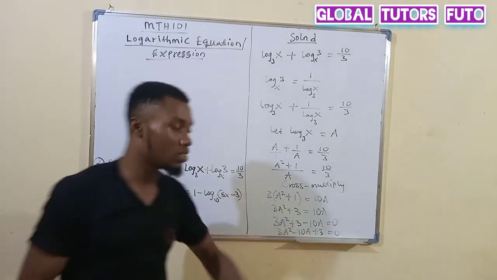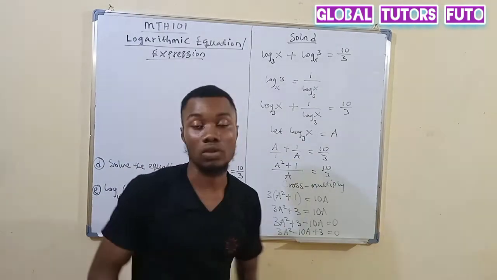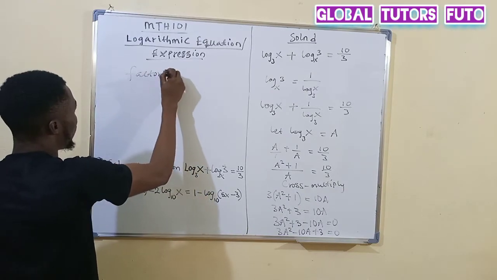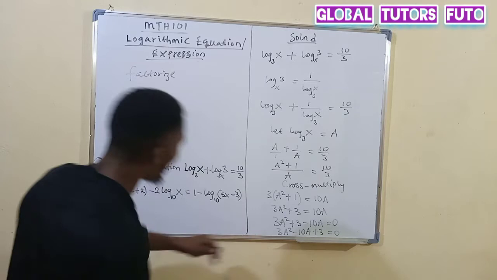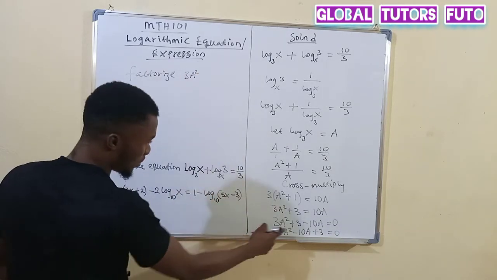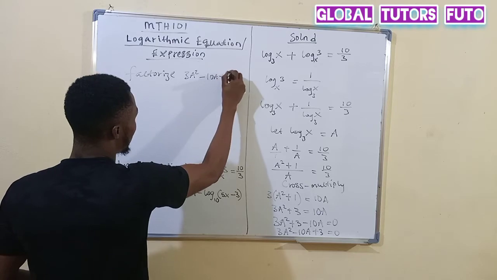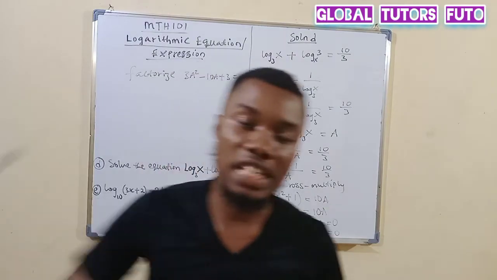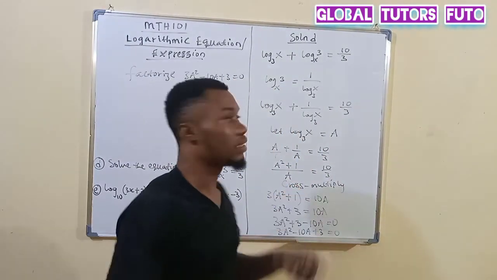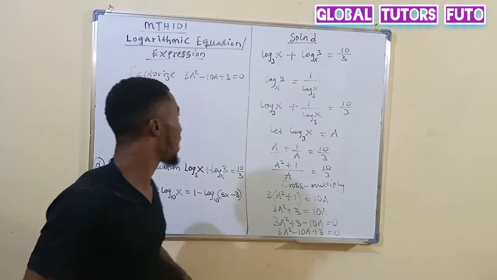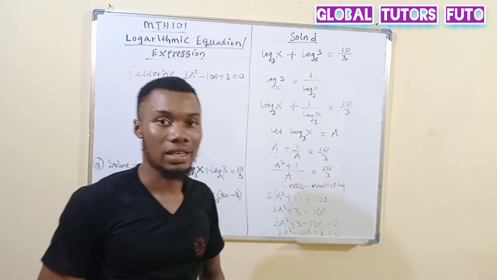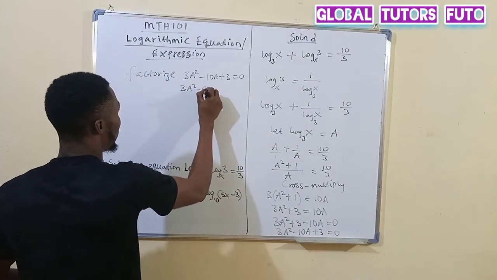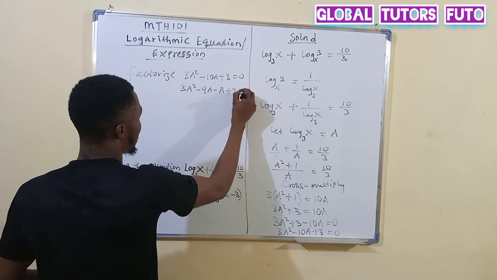So we're going to factorize this. The question we ask ourselves is: is this factorizable? So we are trying to factorize 3a squared minus 10a plus 3 equal to 0. So 3 times 3 is 9. What do we multiply to get 9, and when we add it, we get minus 10? Let's say minus 9 times minus 1 will give us 9, and minus 9 minus 1 will give us minus 10. So here we have 3a squared minus 9a minus a plus 3 is equal to 0.